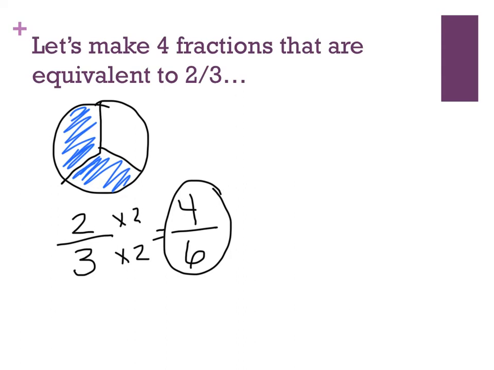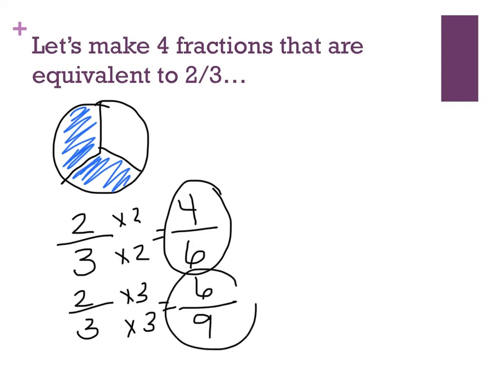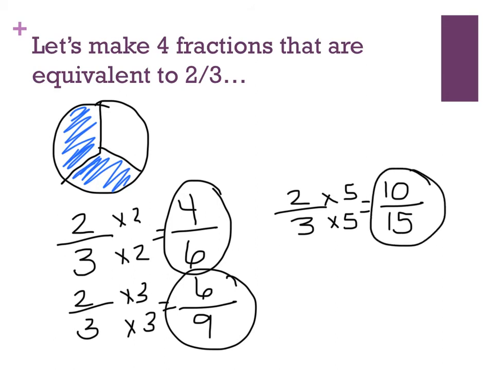I could also take my 2/3 and cut each one into 3 equal slices. 2 times 3 is 6, and 3 times 3 is 9. So 2/3 is equivalent to 6/9. I could take that same 2/3 and I could cut each one into 5 pieces. 2 times 5 is 10, and 3 times 5 is 15. So 2/3 is equal to 10/15.